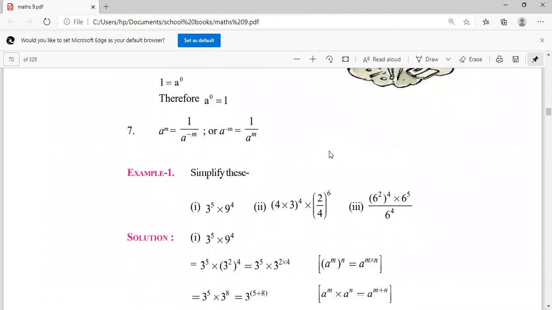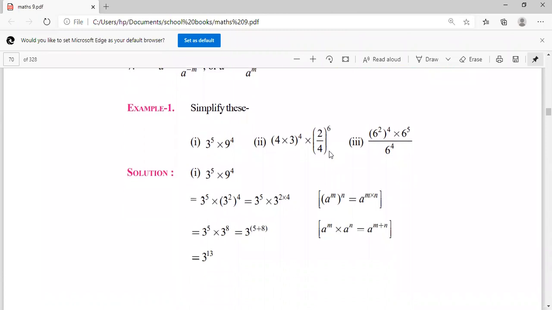Now we are going to see some examples. The first example is to simplify the exponents given here. The first one is 3 to the power 5 into 9 to the power 4. Let us see here. The 9 can be broken into 3 into 3. If you multiply 3 two times, you will get 9. So 9 can be written as 3 square. So here instead of 9, it is written as 3 square.